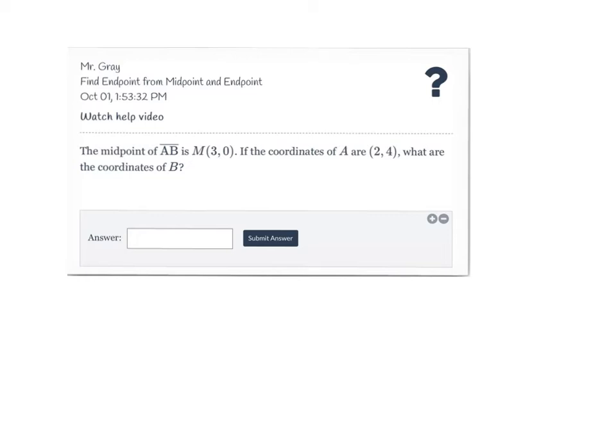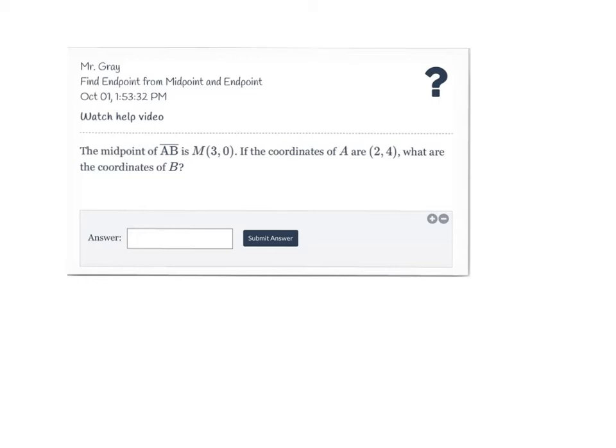So in this case, the midpoint of segment AB is M, and that's at (3, 0). If the coordinates of A are (2, 4), what are the coordinates of B? Okay, so we have a situation with a segment and a midpoint. We know one of the endpoints, and we're trying to find the other one.